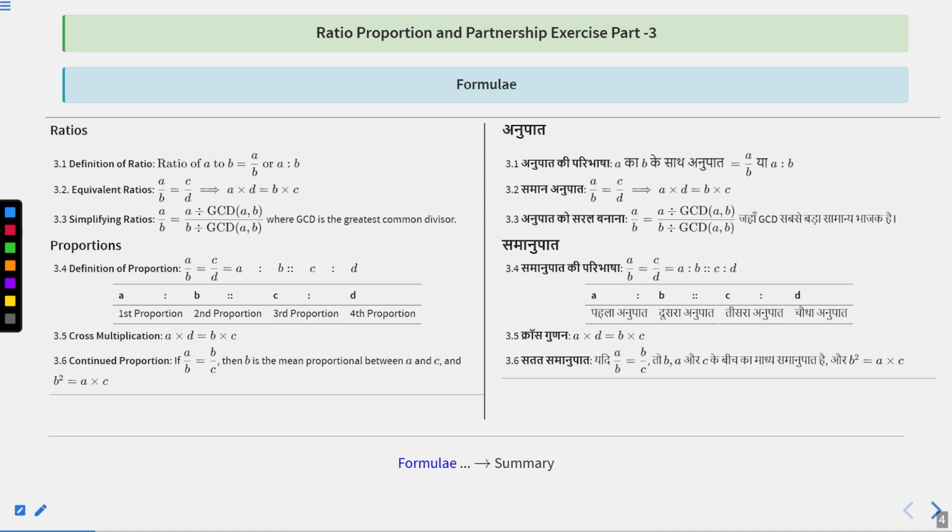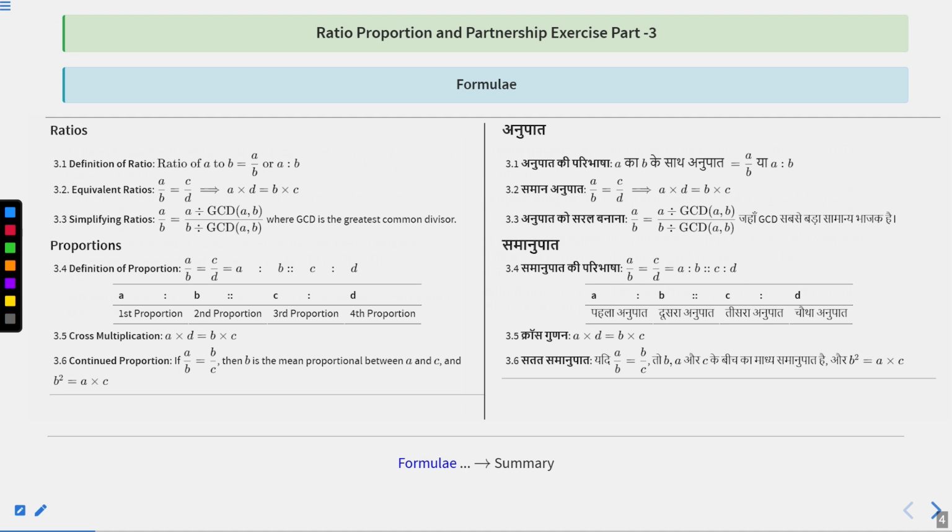Now we see some formulas of proportion. Proportion is just when two ratios are equal, then we say they are in proportion. As we see, A upon B equals C upon D, then we can write it as A ratio B, with this sign representing proportionate to, C ratio D. We call A the first proportion, B the second, C the third, and D the fourth. Clear? Same way, cross multiplication: A into D equals B into C.